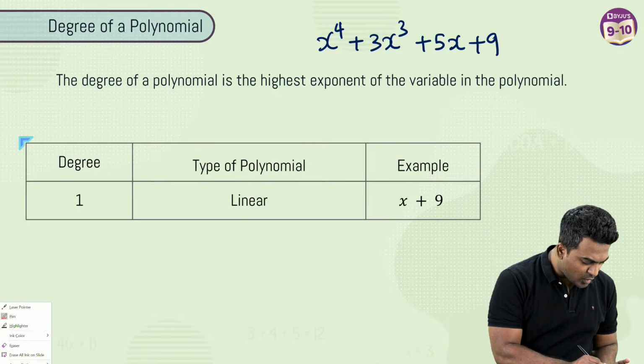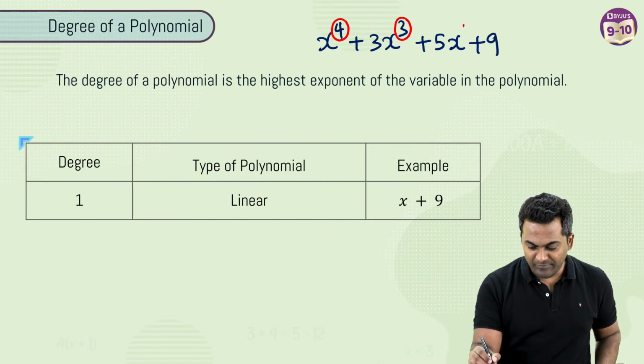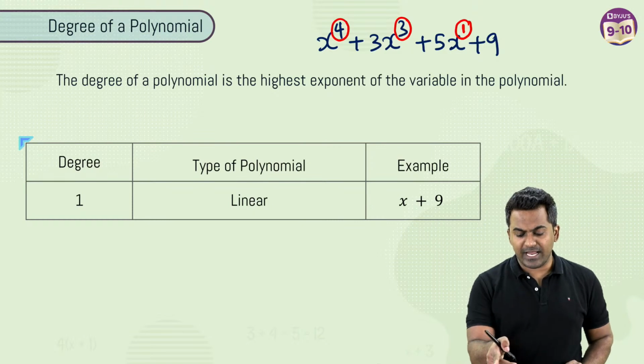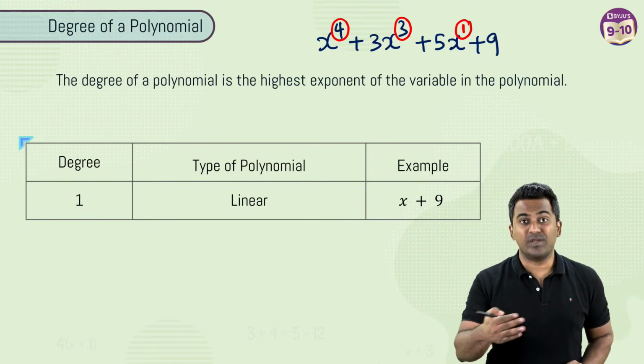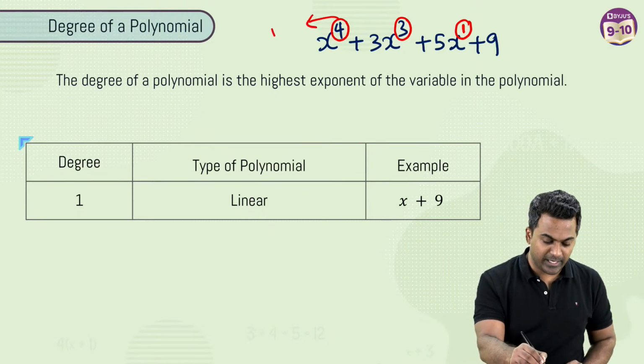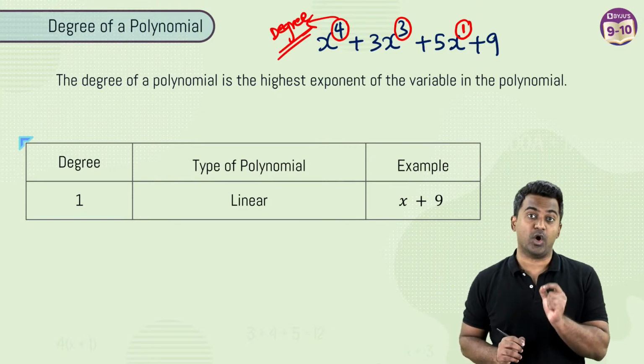Now let me circle all the exponents or the powers. The power here is 4. It is 3 here. No power means what? It is 1, right? So among 4, 3 and 1, which are the powers here, which is the highest number? The highest one is 4, right? So this is the reason why 4 is called the degree of the polynomial.